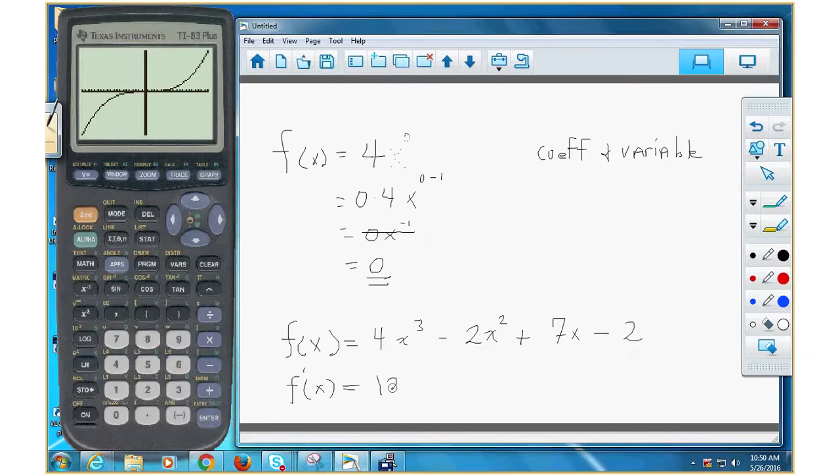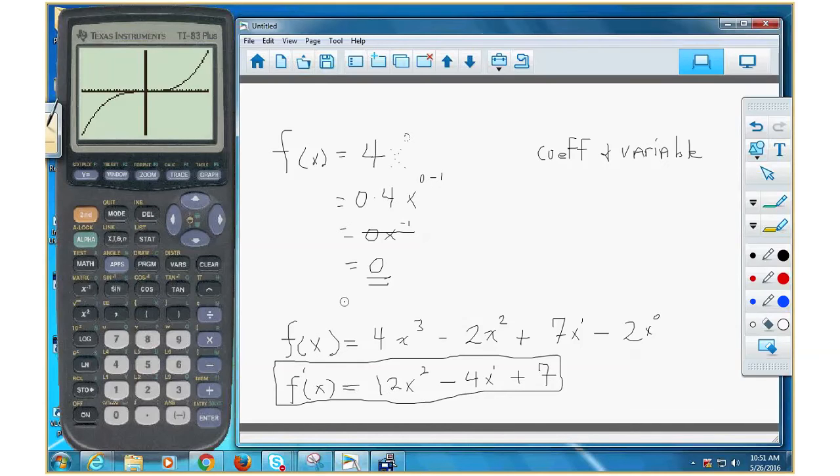3 times 4 is 12. And then x, 3 minus 1 is 2. Minus 4. What's 2 minus 1? 1. Plus 7. And what is 1 minus 1? X to the 0, which is negative 7. And this is x to the 0. 0 times 2, 0. So it goes out. So here is your rate of change at any point on this curve.